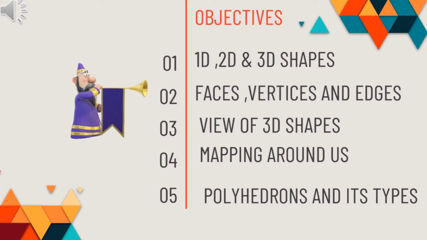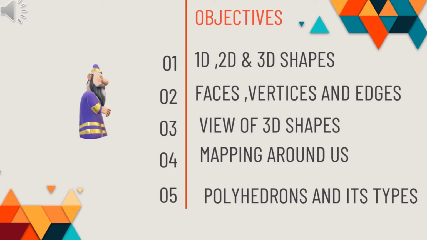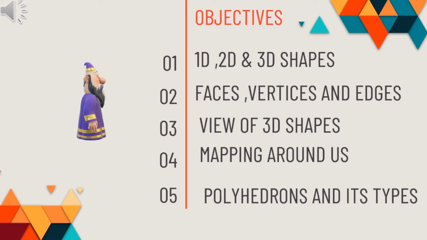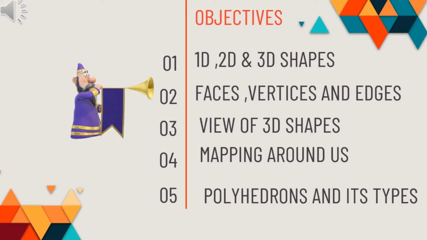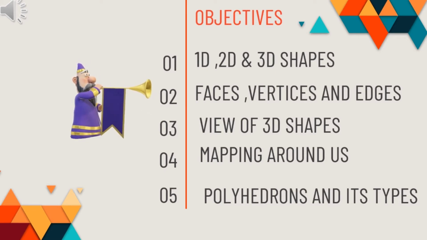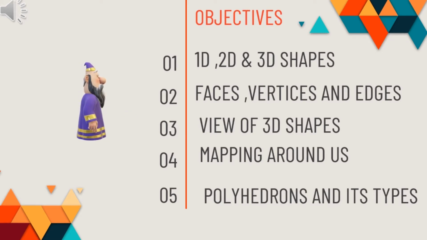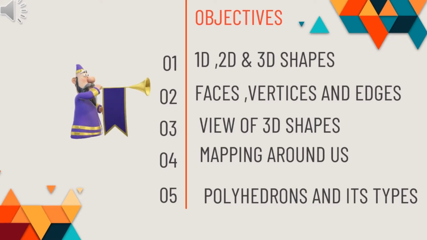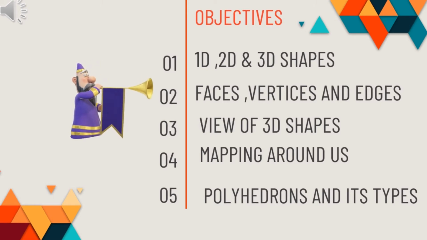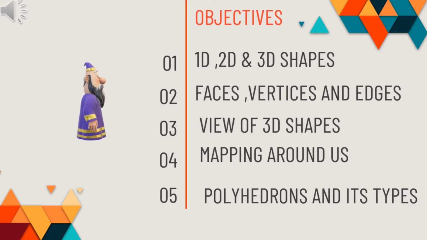When we begin the journey of this chapter, we will begin with a discussion of 2D and 3D shapes. Further, we will discuss the faces, vertices and edges of different figures, maybe 2D and 3D shapes. Then the applicability of faces, vertices and edges with respect to Euler's formula. Following that, we will learn how we can view 3D shapes from different perspectives, that is the front view, side view and the top view of any given solid shape.